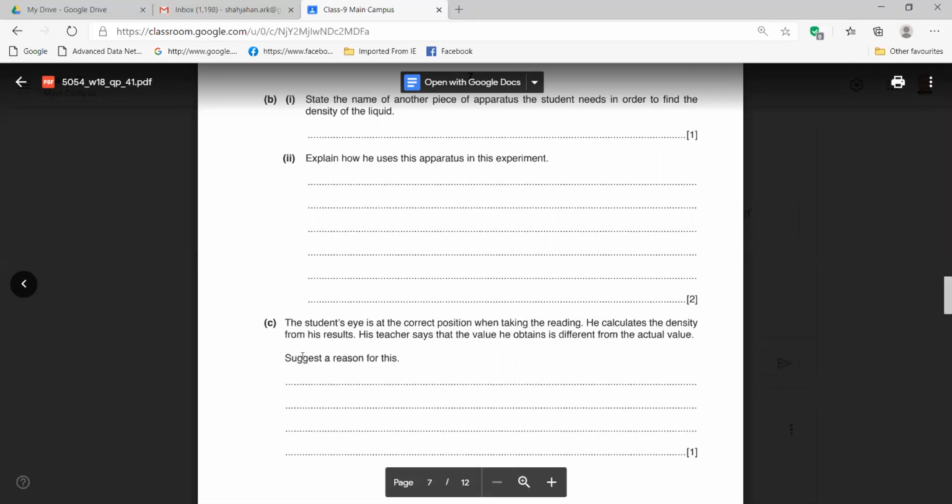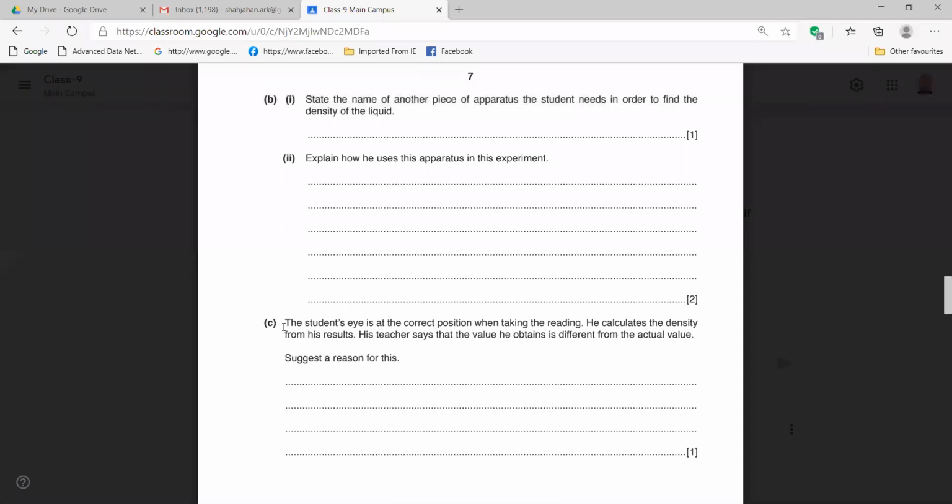Then now the last part, C. Yes, sir, continue, Saad. Last part. You read the question and Shafkat will give the answer. The student's eye is at the correct position when taking the reading. He calculates the density from his results. His teacher says that the value he obtained is different from the actual value. Suggest reasons for this.